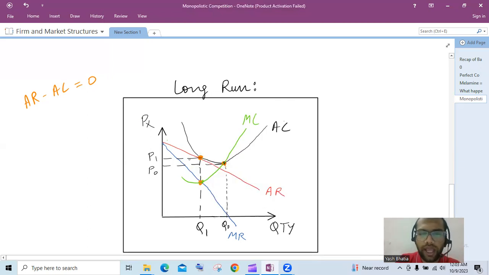There are no economic profits now. The AC and AR curves are equal at this point. Firms sell their products at P1. So this was all about monopolistic competition. Let's revise a little bit.